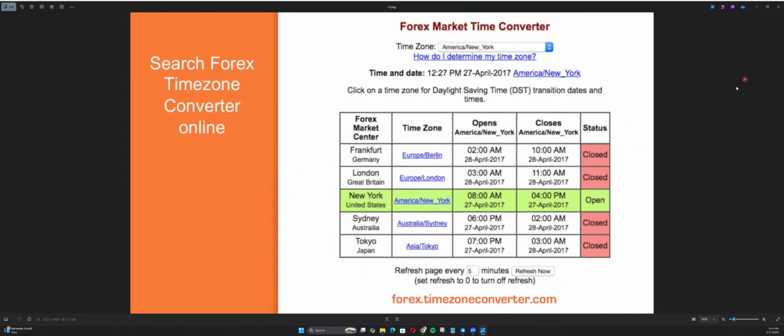So that is the best time. I already showed you this. You can change it to your time zone, and if it's open, this is how it will look. So that is it. Now you know about the time zones and the terminologies for this.